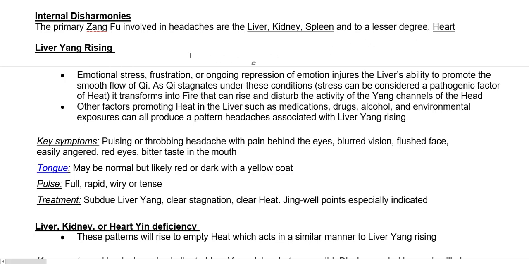We'll see some of these patterns here. Liver yang rising. We didn't study this as a specific pattern. I think truthfully next year I will include it as a specific pattern, but it really is still more of a symptom, but it's such a big one that it creates other symptoms.